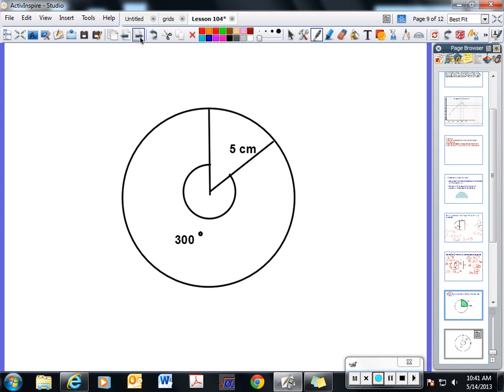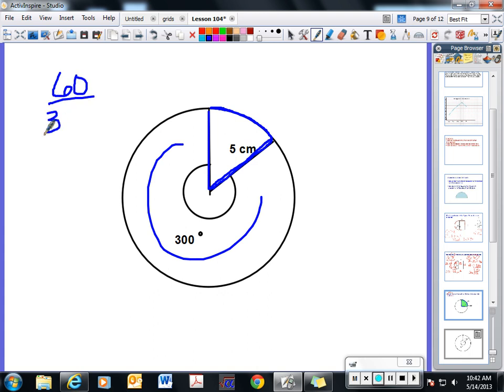Well, let's figure out how much of this circle is included in this sector. And with that, we're going to go with a fraction. So we know if this whole thing out here is 300 degrees, that means the part inside the sector is 60 degrees, because a circle is 360 degrees total. So 60 out of the 360 of the circle is included in the sector. So that means 1/6 of the circle is included in the sector.